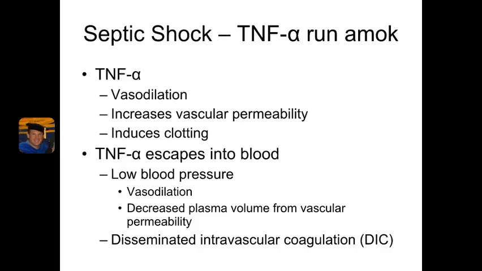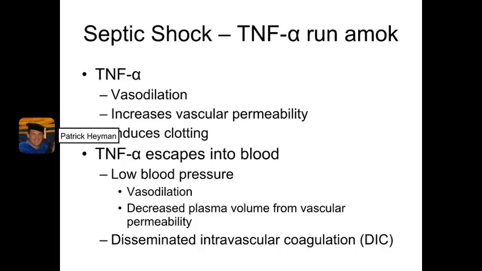And if that wasn't enough, TNF alpha also induces clotting, and that's going to lead to something called disseminated, which means spread throughout, intravascular, inside the blood vessels, coagulation, clotting, DIC. So, clotting throughout the blood vessels. Spontaneously, you're going to get blood clots all over the body. And what that's going to do is burn up the body's small supply of clotting factors. And once those clotting factors are gone, then the patient is going to begin to bleed to death.